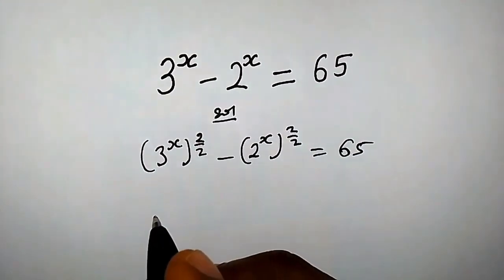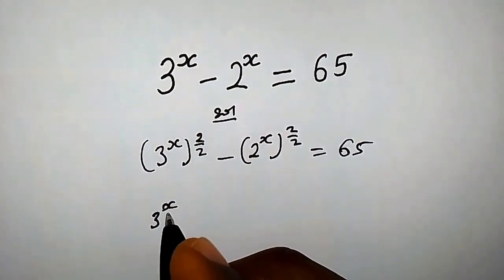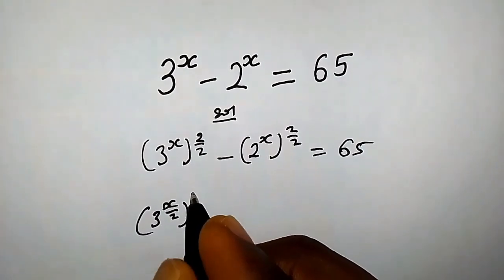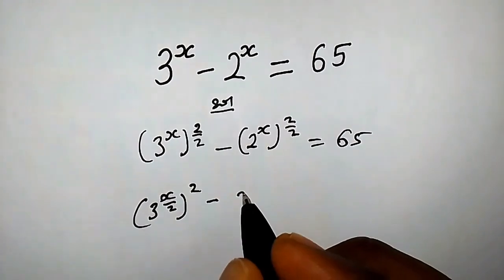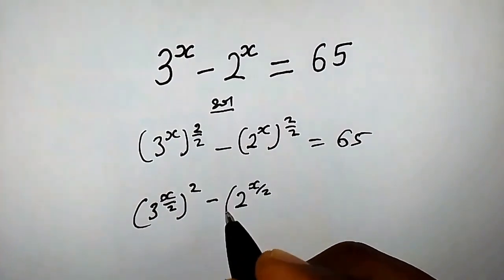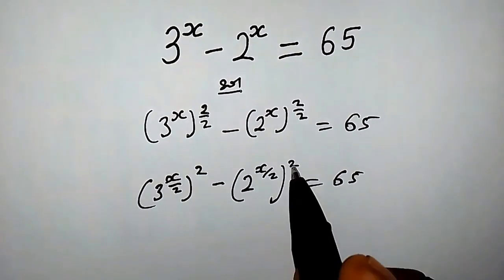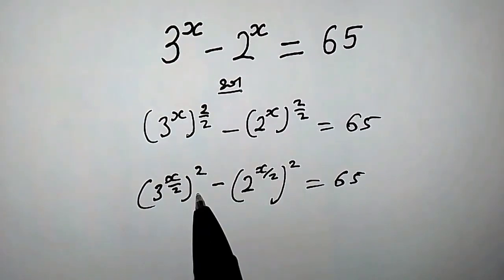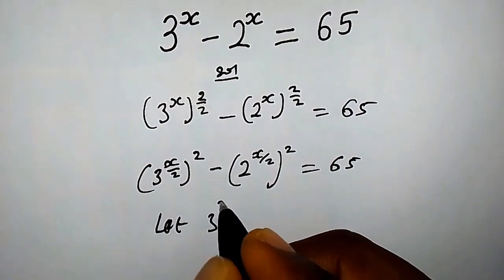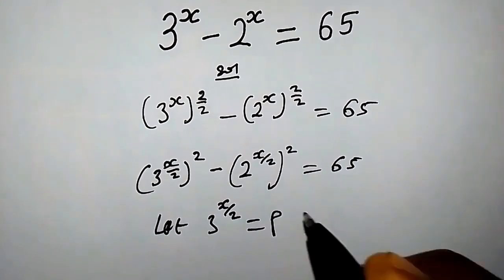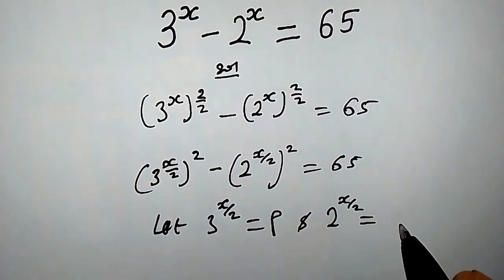So now we have 3 to the power of x. Let's take this half inside. So we're going to have 3 to the power of x over 2, all squared, minus, likewise we are going to take this half inside, so we're going to have 2 raised to power x over 2, all squared, equals 65. Nothing has changed because 2 times x over 2 will give x, and 2 times x over 2 also will give x. Now let's let 3 to the power of x over 2 be equal to p, and 2 to the power of x over 2 be equal to q.